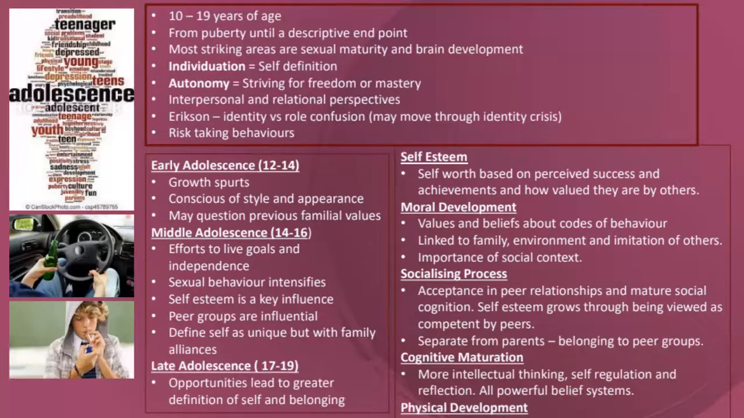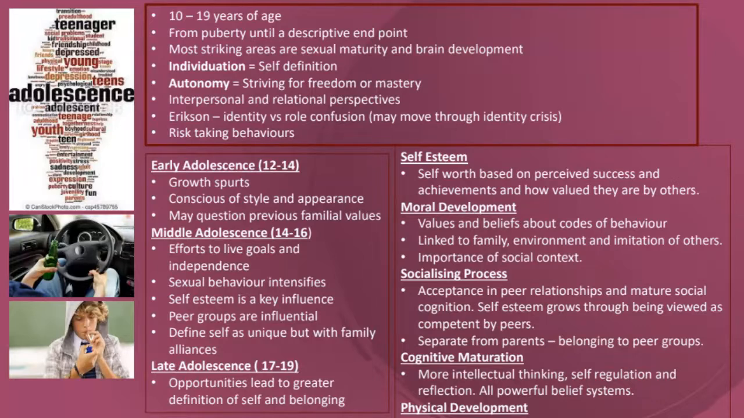So during that time, obviously our sexual maturity develops, our brain continues to develop, but this is where you start to become individuals. You start to understand who you are. You go through a process of seeking to define who you are. You strive to become free and become masters of your own destiny. So you're striving for individuation and autonomy. And obviously your interpersonal relations are very important.